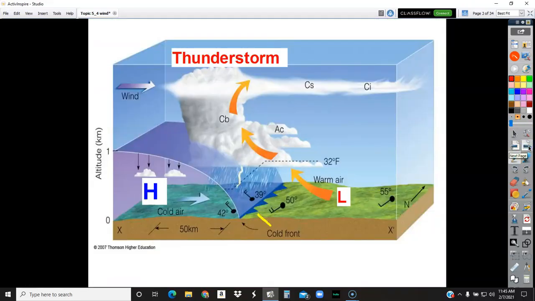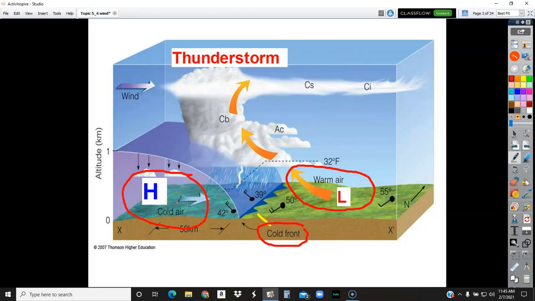This shows something similar, although we haven't talked about these yet. You have a front down here. A front is just a boundary between two different air masses. So here you have cold air, which again is high pressure, on the left. You have warm air, which is low pressure, on the right. And it's the cold air that's pushing in toward the warm air.